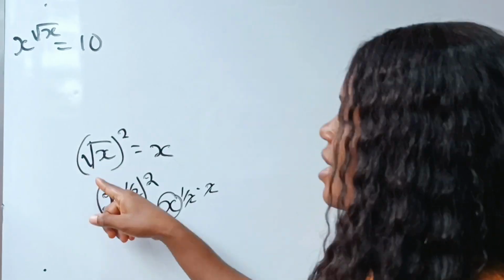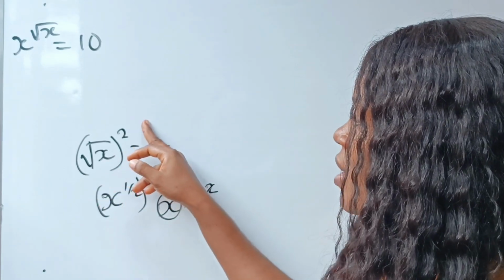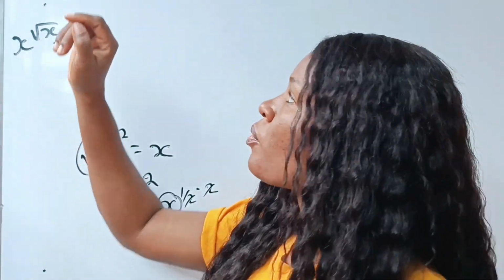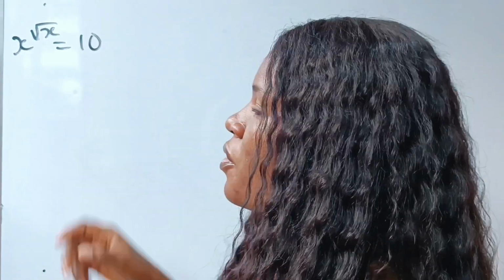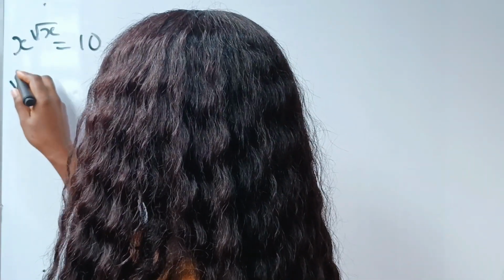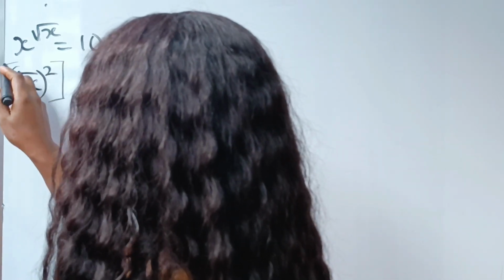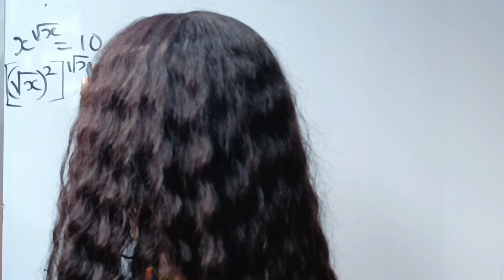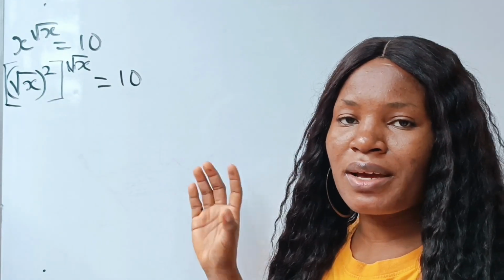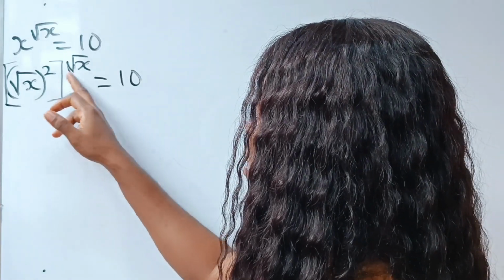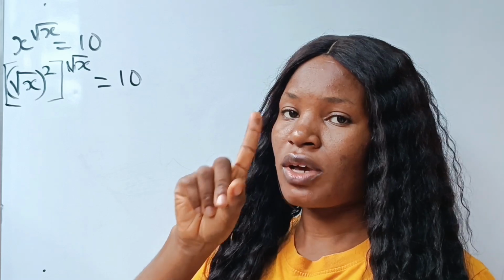So by saying that, if I put x under the square root sign and square it, I've not really changed anything. So that is exactly what we are going to do now. I'm going to write this as square root of x squared, which is raised to the power of square root of x, and this is equal to 10. Like I explained earlier, when you have two powers on a base, you can just multiply the two powers together to get one power.